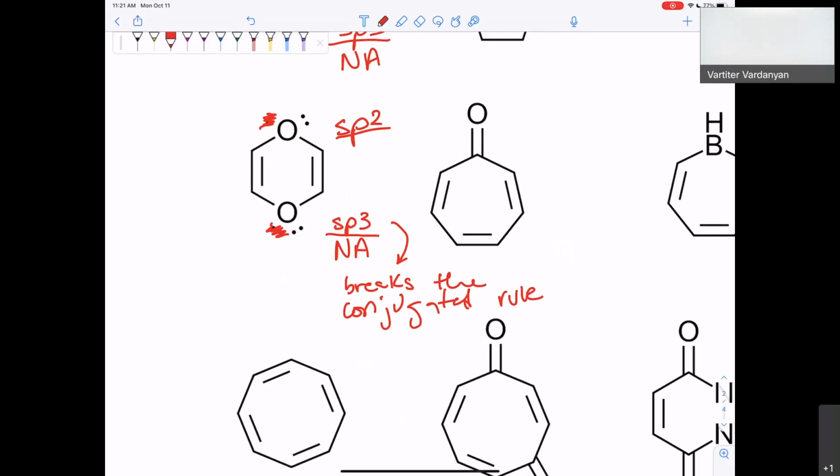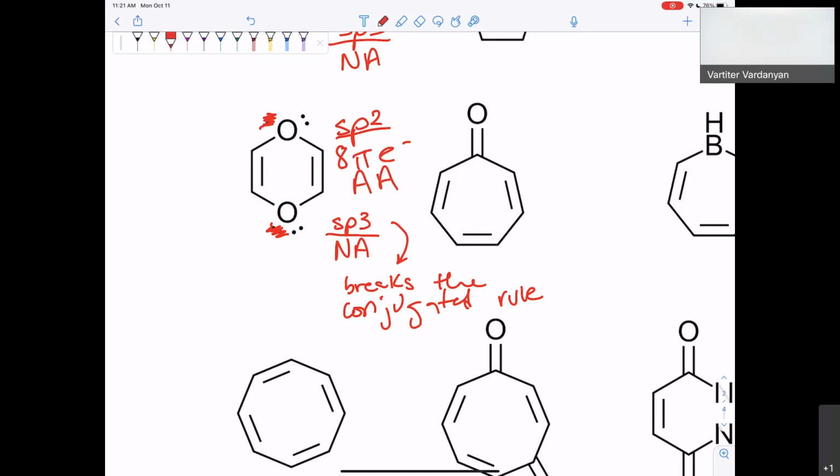All right, so if they were both sp2, they both have to donate 2 electrons each, right? So we would get a total of 2, 4, 6, 8 pi electrons. So 8, is that the 4n rule or the 4n plus 2? 4n, and is that aromatic or anti-aromatic? Anti, cool. Any questions on how I counted up those electrons or anything?